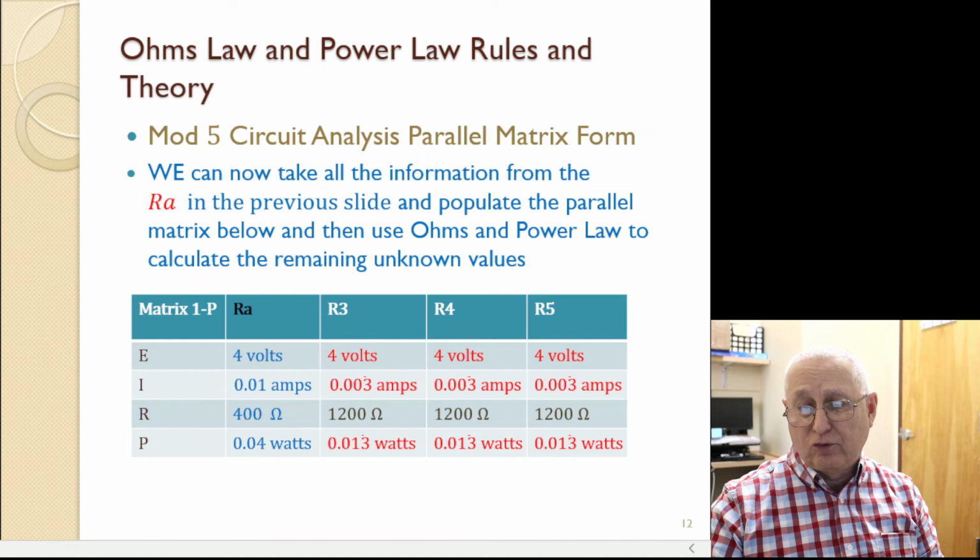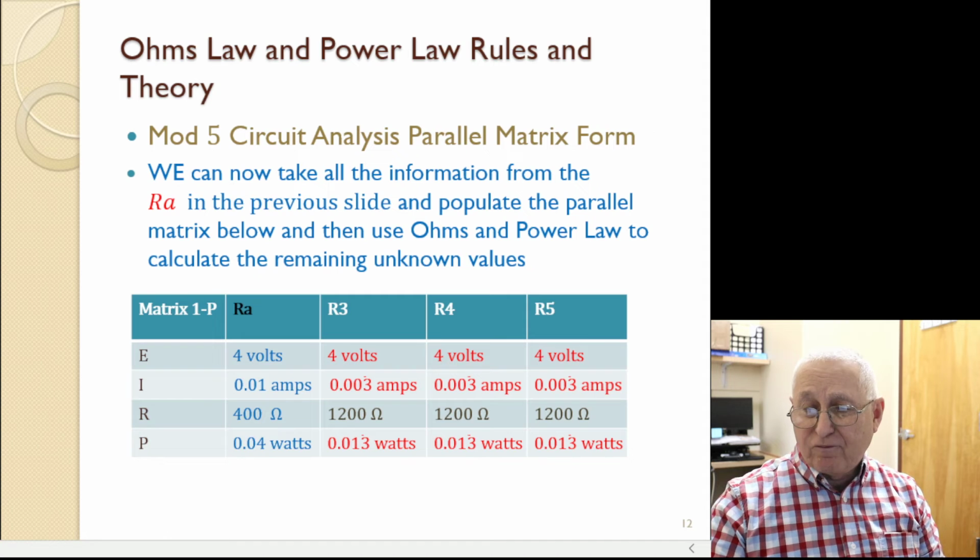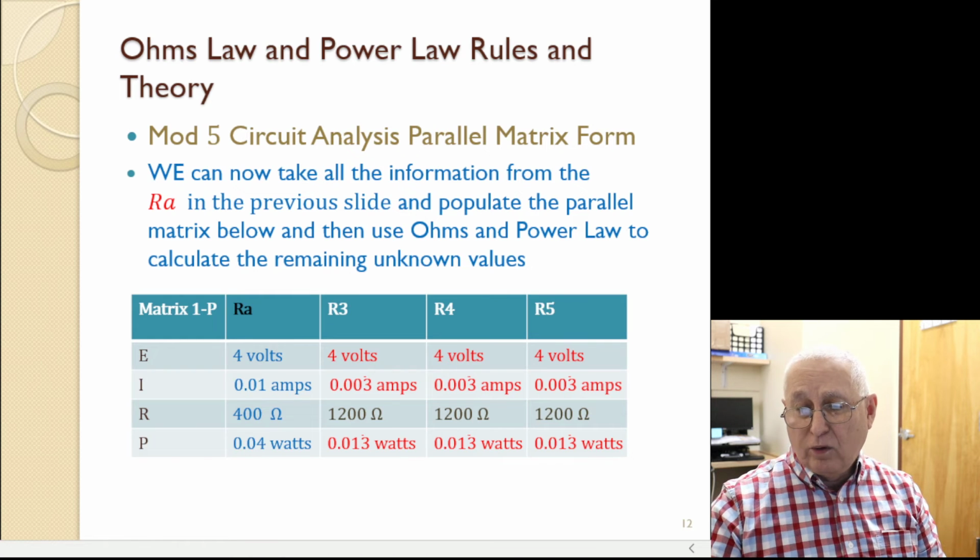This is a parallel circuit, so the rules say that voltage is the same everywhere. So I have 4 volts at R3, 4 volts at R4, and 4 volts at R5. And we know our resistance values, so now we can calculate our amperage. We have E divided by R is going to give us I. So 4 divided by 1200 is going to be 0.003 amps. The same on each one of these because these values are all the same.